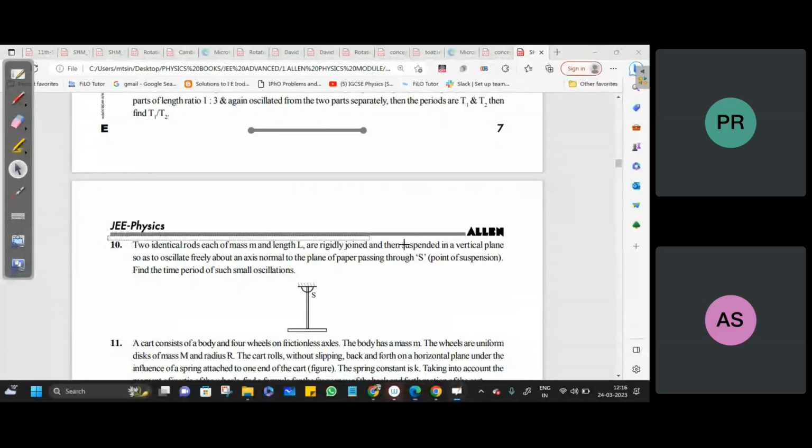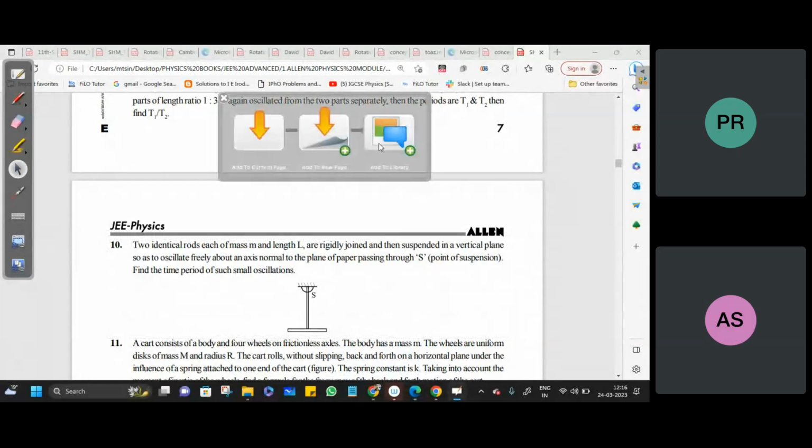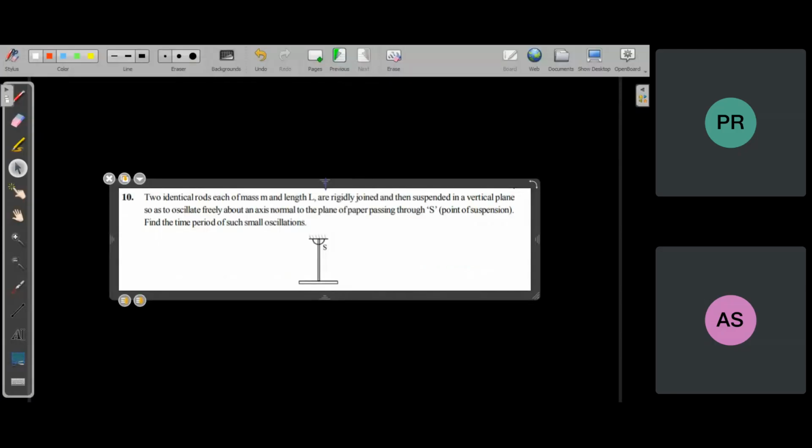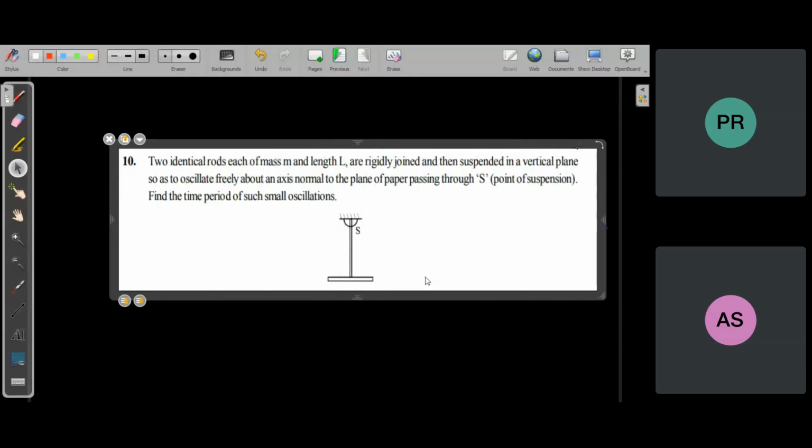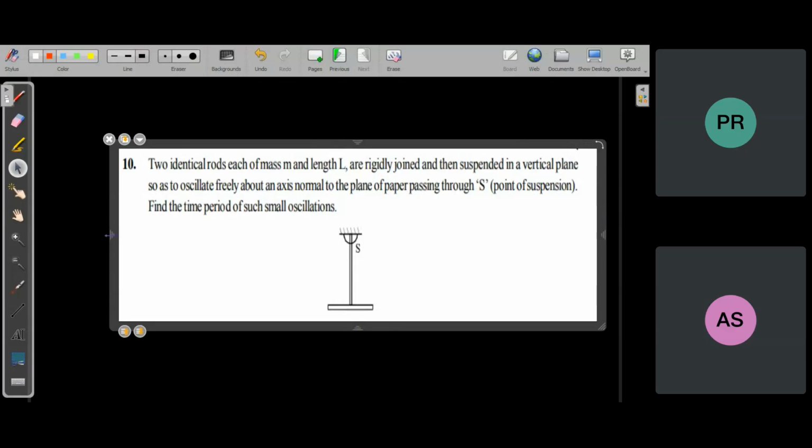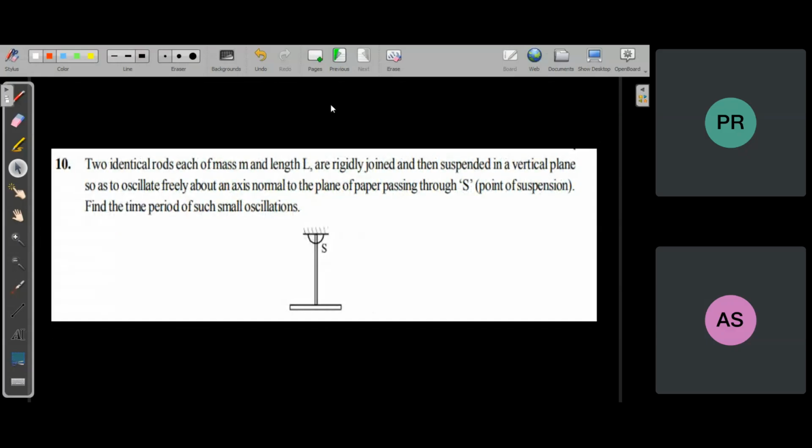Now you can try this one. This is from Allen material. Try this one.